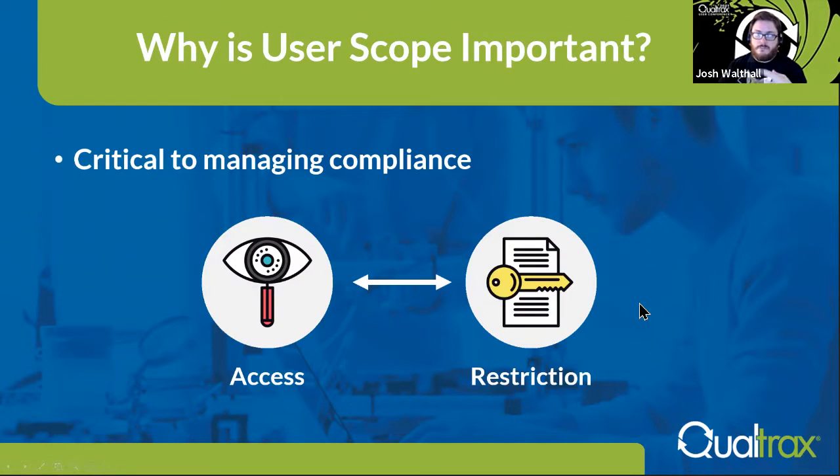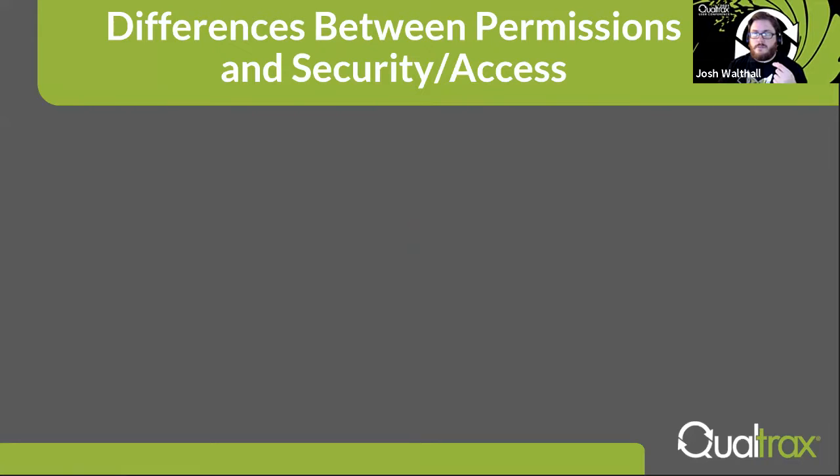So this is why this really matters. Now that we've covered what user scope is overall and why it's important, I want to dig into some of the details of the components of user scope and important features to understand about those components. So the first thing that I want to talk about is the differences between permissions and security/access.